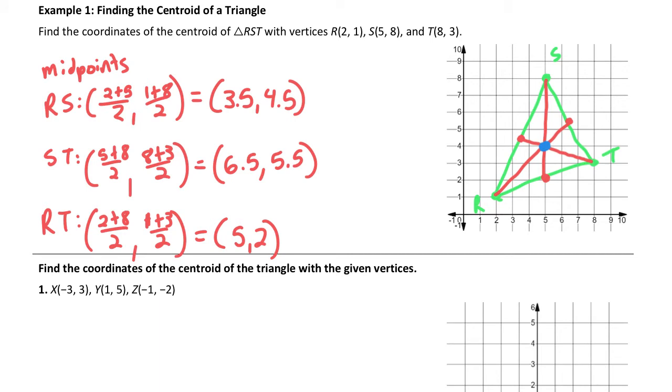So the centroid is the point (5, 4). Okay? The centroid of a triangle is always going to be on the inside of the triangle. That point will never fall on the outside of the triangle. So really, you only need to find 2 medians in the coordinate plane to find a centroid, but it's nice to get all 3 because then you can really see where those segments intersect.